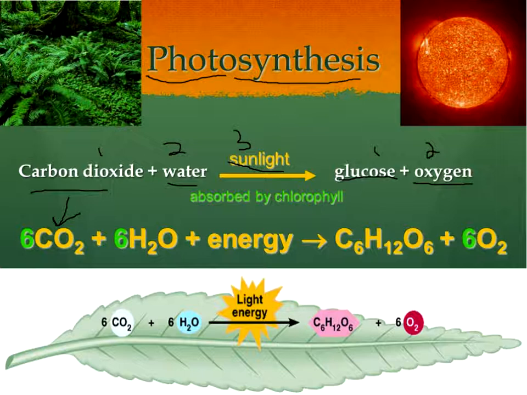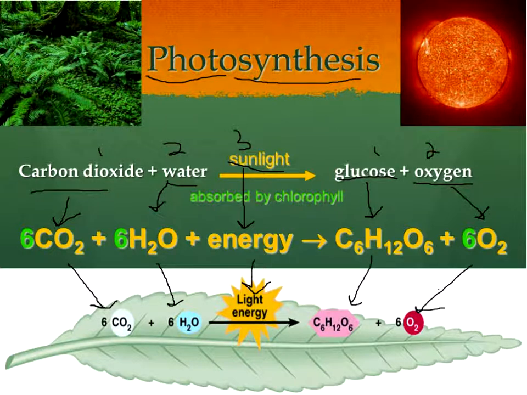Here's what carbon dioxide looks like as a molecule. We know water is H2O. Energy is energy. Glucose is C6H12O6. Not hard to memorize, but that's what glucose is, C6H12O6. And then oxygen is just O2. And here it is one more time. Carbon dioxide, water, and energy will help create glucose and oxygen.